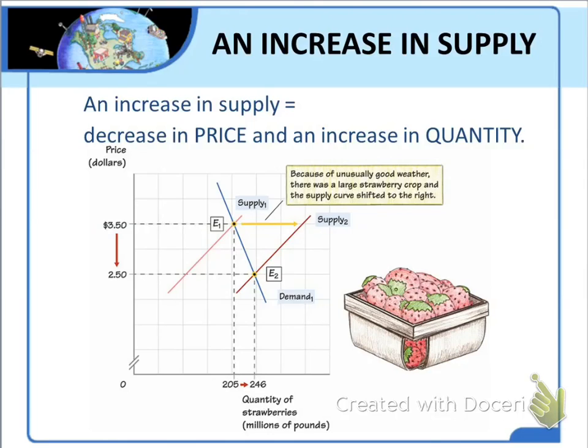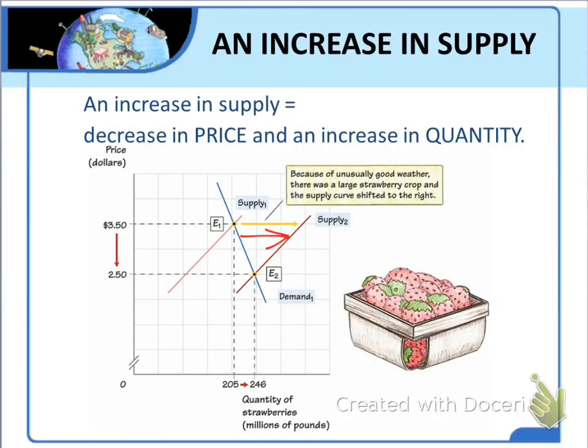In the spring of 2011, however, strawberry producers found that their fields were producing far more strawberries than in 2010 because of an unusual combination of sunshine and rain. An abundance of fruit made producers willing to supply more strawberries at each price. Supply increased, and the supply curve shifted rightward from supply 1 to supply 2. This shift caused an excess supply.